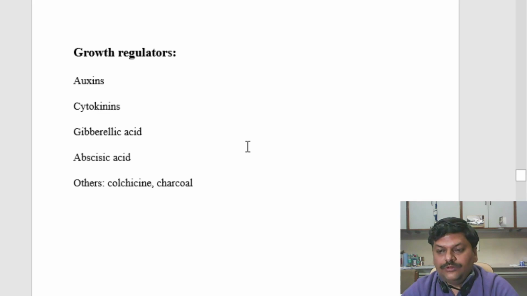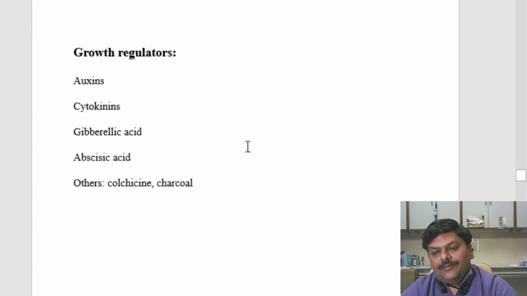growth regulators, the cells will not start dividing and developing into the whole plant, which is the basis for plant cell totipotency. Different plant hormone categories are auxins, cytokinins, gibberellic acids, and abscisic acids, and these are the common ones. Others are colchicines, and sometimes charcoal is also used as a growth regulator.